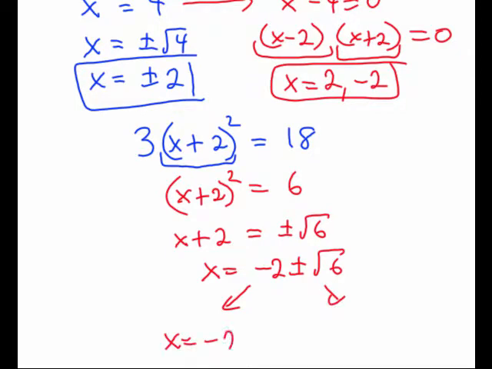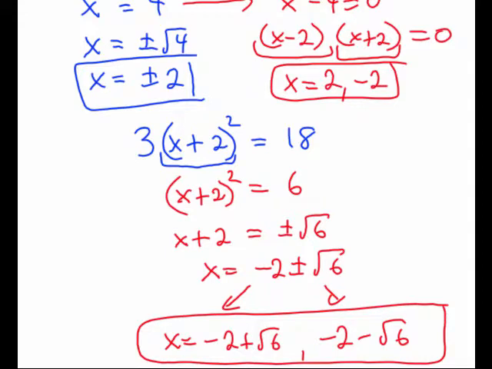X equals negative 2 plus root 6 is one answer, and the other one is negative 2 minus root 6. And these are two irrational numbers, two very ugly decimals, but those values of x would make this equation true. Alright, so let's get to completing the square.